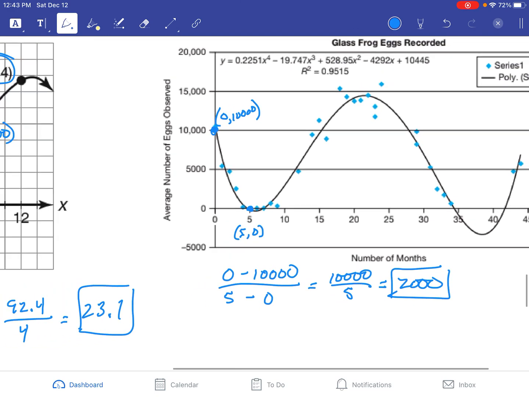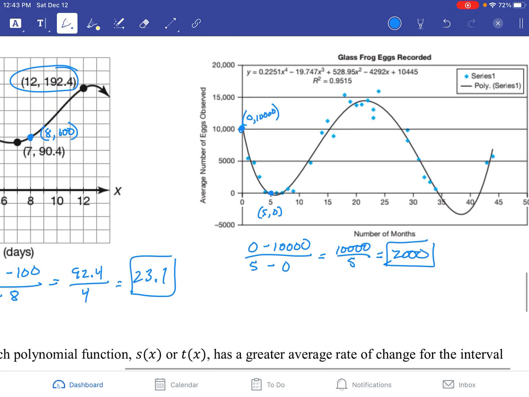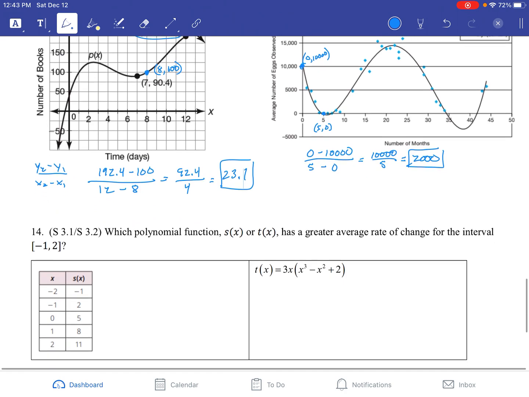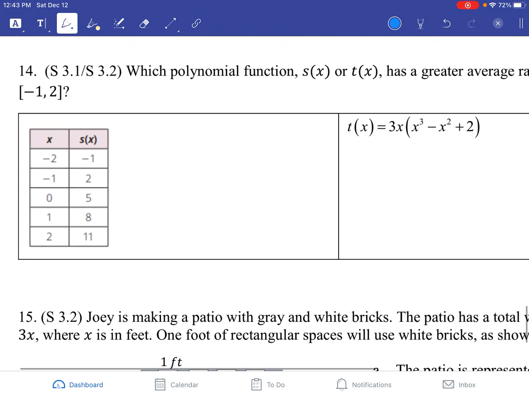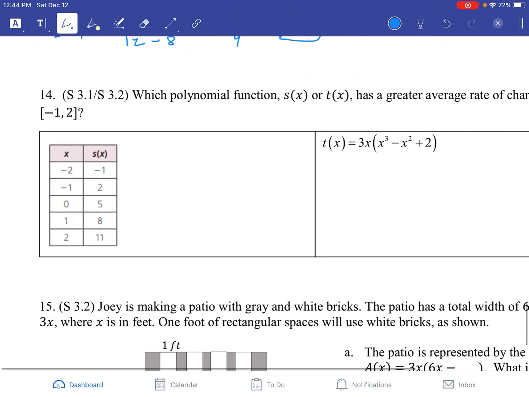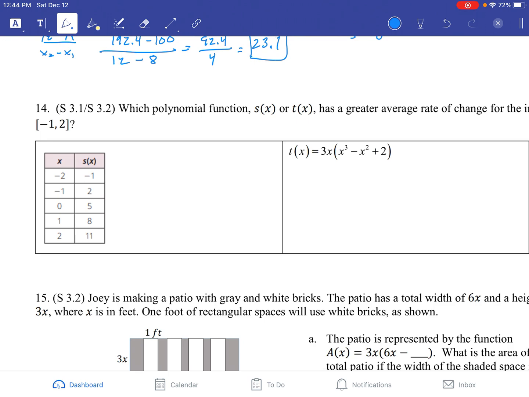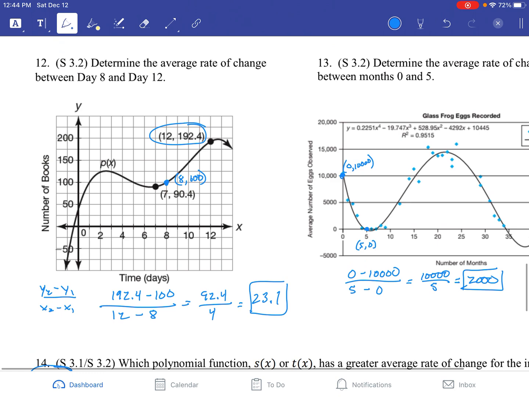There you go. Same idea as the last one, using the slope formula to find the average rate of change. All right, here, we're going to do the average rate of change again, but this time comparing 2 polynomials. Okay, this part here tells us what x values we're going to use. It's not a point there. That is the range of values we're going to use, just like we did in the problems above.